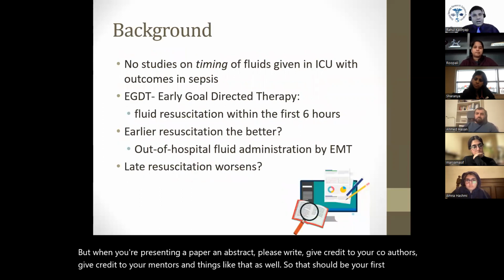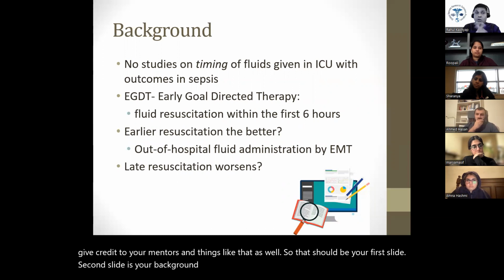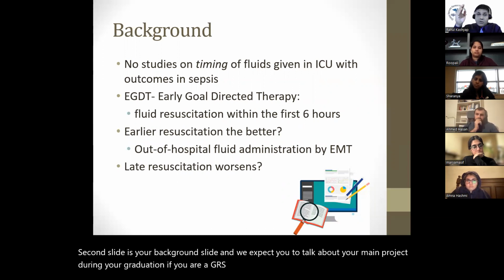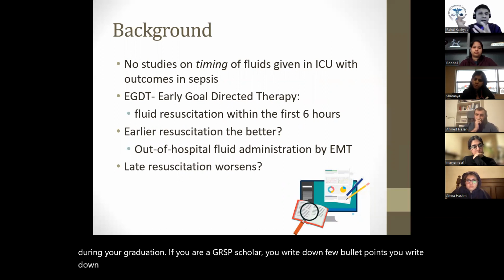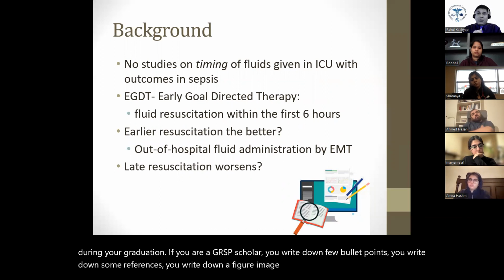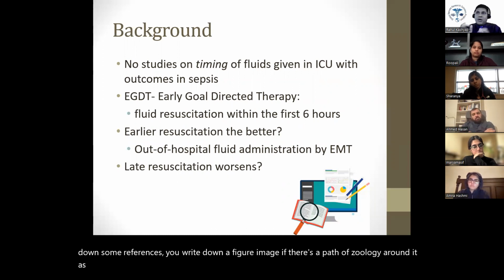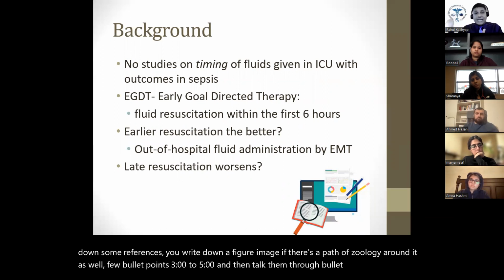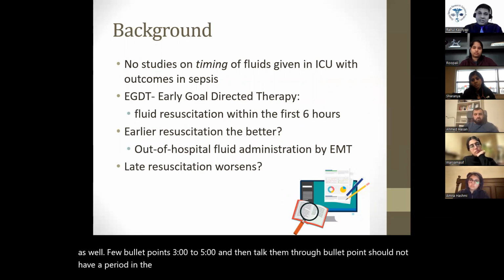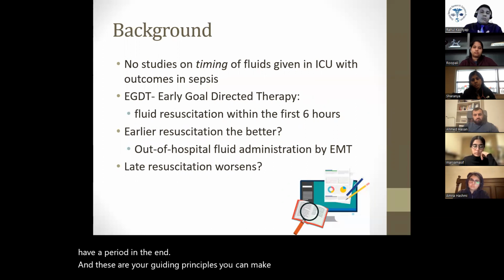The second slide is your background slide. We expect you to talk about your main project during your graduation. If you are a GRSP scholar, you write down a few bullet points. You write down some references. You add a figure or image if there's a pathophysiology around it as well. Few bullet points, 3 to 5, and then talk them through. A bullet point should not have a period at the end. These are your guiding principles. You can make some notes around it. Don't make it too crowded.